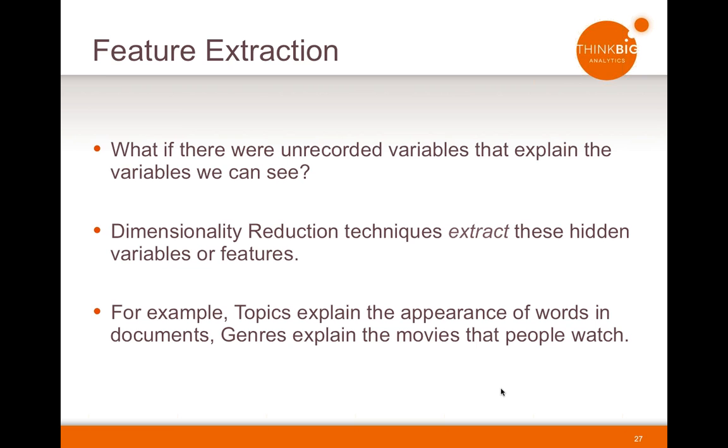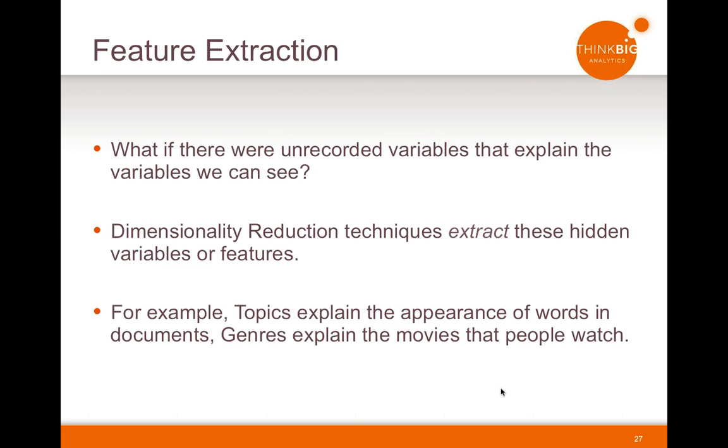you're capturing a number of data points, features, and attributes in your data set. But what if there were underlying features, underlying pieces of information about your people, your items, your points that you're unable to record? So what if those underlying features explain some of the features that you are able to record?